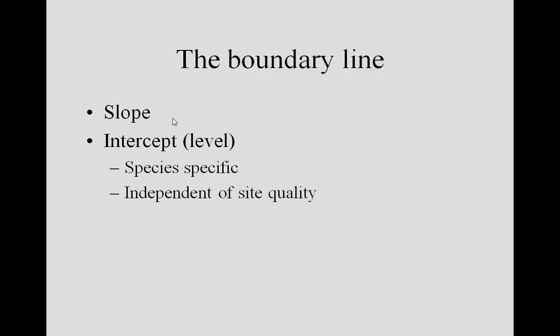All right, and then secondly, for the intercept of the boundary line, or its level, for a given species, let's say sugar maple, that boundary line is independent of site quality. So the idea here is that you've got one boundary line for the species. It doesn't matter if it's sugar maple growing on a really good site or a relatively poor site, you're going to have a single boundary line.